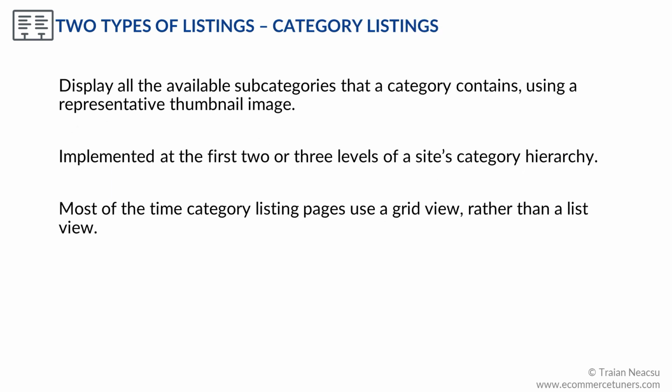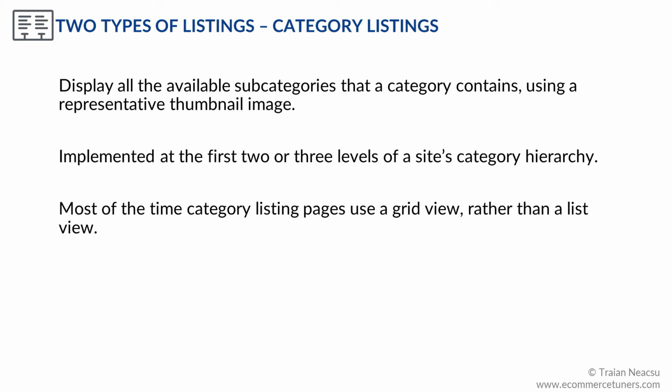At the beginning of this section, I mentioned that there are two types of listings. Until now, we discussed product listings. Now, let's talk about the second type, category listings. Listing categories means that instead of displaying products, you show all the available subcategories that a category contains, each displayed using a representative thumbnail image.